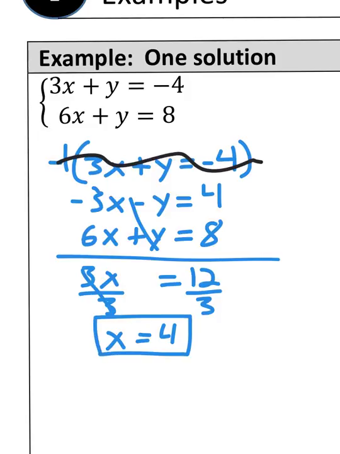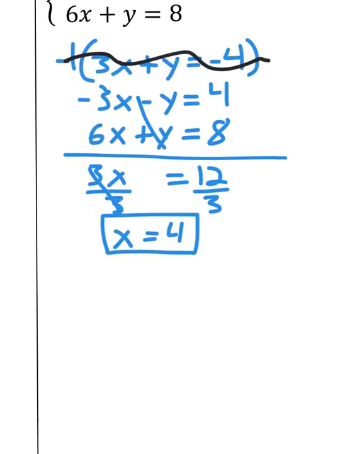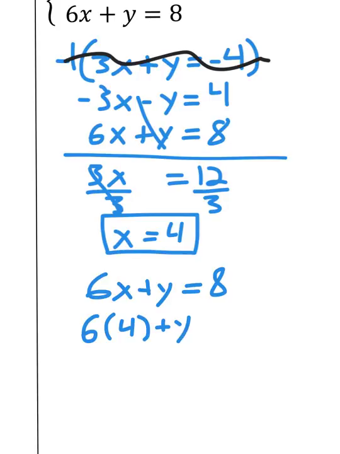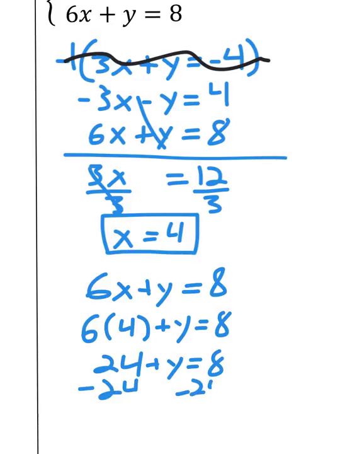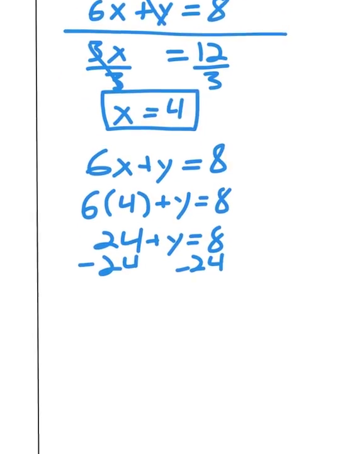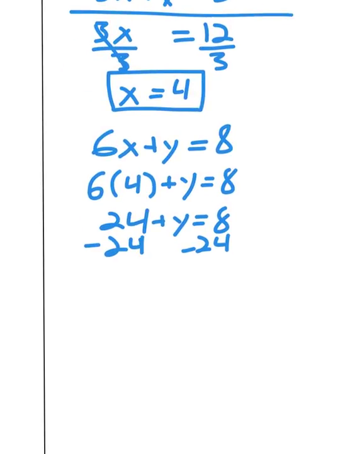Then I'm going to substitute. So I'm going to bring down one of my equations. Let's do 6x plus y equals 8. Substitute 4 for x. So 6 parentheses 4 plus y equals 8. 6 times 4 is 24. Plus y equals 8. Subtract 24 from the left. Subtract 24 from the right. Let me bring this down. And this cancels out, and I get y equals negative 16.